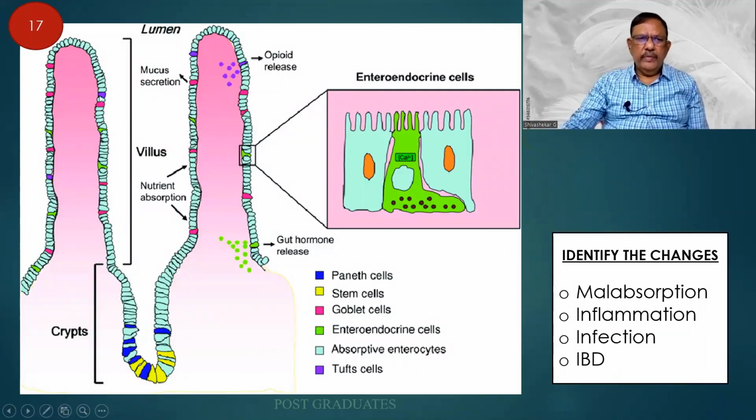So again, the story of the villus standing above the surface, lined by the columnar cells and the goblet cells, functional, leading to mucus secretion. Lower down, you find that there is a lot of potential for multiplication as well as differentiation. So you have what are called the Paneth cells, the stem cells, the goblet cells again superficially, enteroendocrine cells, and some tuft cells. So whenever such a biopsy is there for us, we should know what changes are there in a case of malabsorption, inflammation, infection, or IBD.